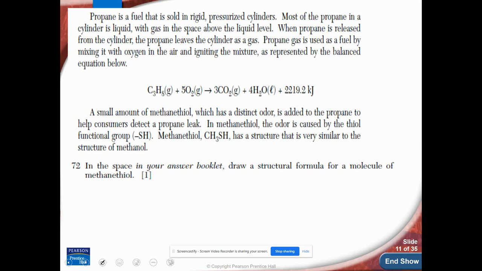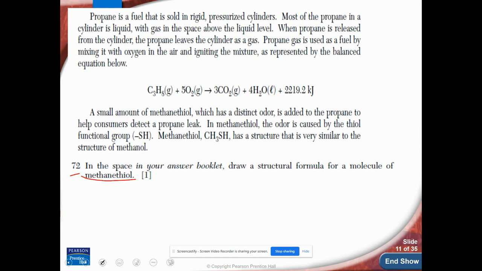Okay, so here I have this whole big reading, and this is a short answer question from a Regents exam. What I like to do is always look at the question first, then the reading, then the question again, then go back to the reading. So in the space of my answer booklet, I need to draw a structural formula for a molecule of methane thiol.